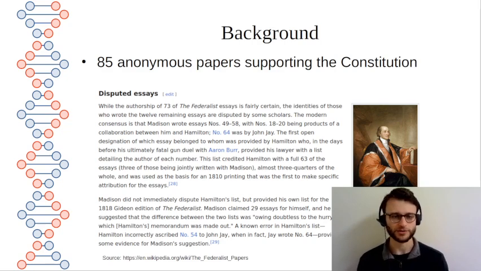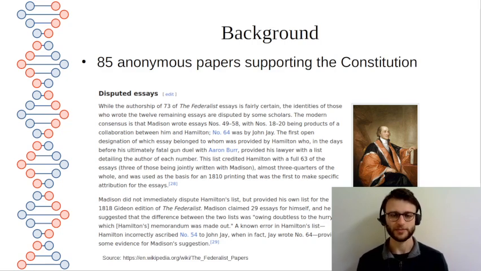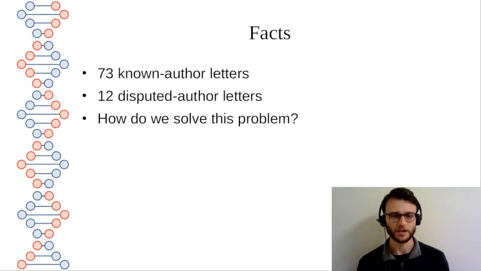to the letter attributions. Then in 1818, after Madison had left the presidency, he provided his own attribution list to a publisher, which left 12 essays in dispute about the true author. So the facts as they stood in 1818 were that there were 73 undisputed letters and 12 disputed letters. The question is, how can we address this problem and attempt to resolve the authorship dispute?